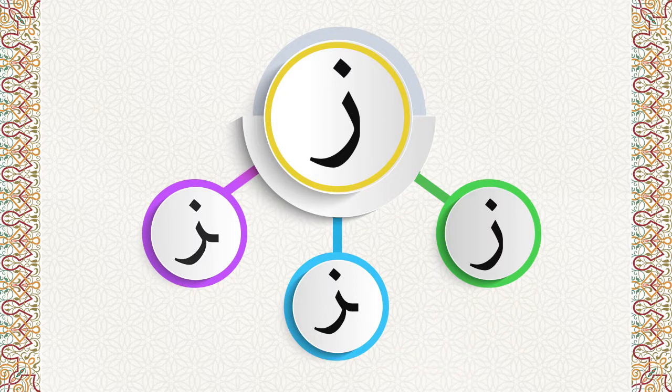When Za comes at the end of the letter, this is the shape of the Za. Az. These are the three shapes of the Za: beginning of the letter, middle of the letter, and end of the letter. Thanks.